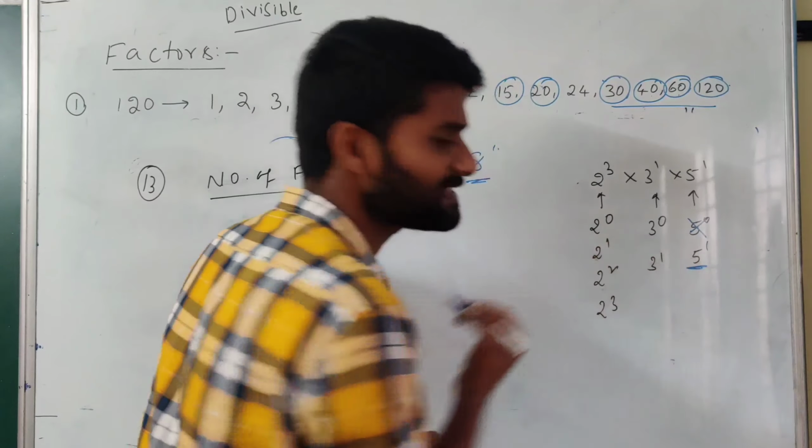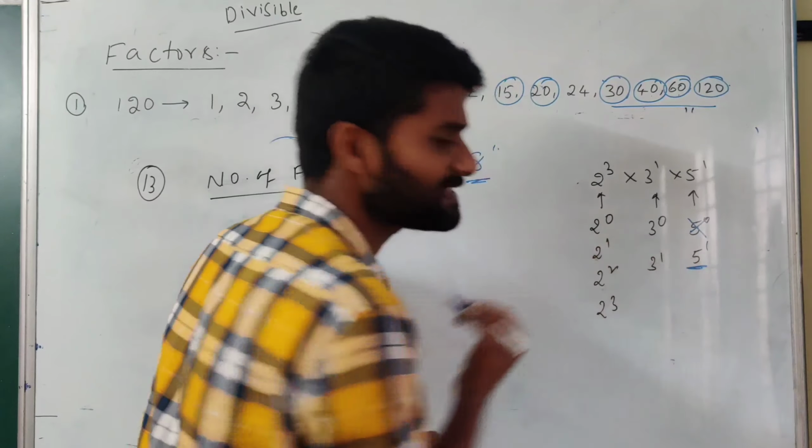Means for these types of questions, focus on the 5. If 5 is there, you can consider 5 square, that is also considered, 5 cube, that is also considered. But in this question, we have 1 number here, and here we consider 2 numbers. Here we consider all these 4 numbers. Why? Because if you multiply these numbers with 5, definitely those are exactly divisible by 5. So here we consider 4 numbers, here 2 numbers, here 1 number. So the total answer is 4 into 2 into 1, equal to 8.